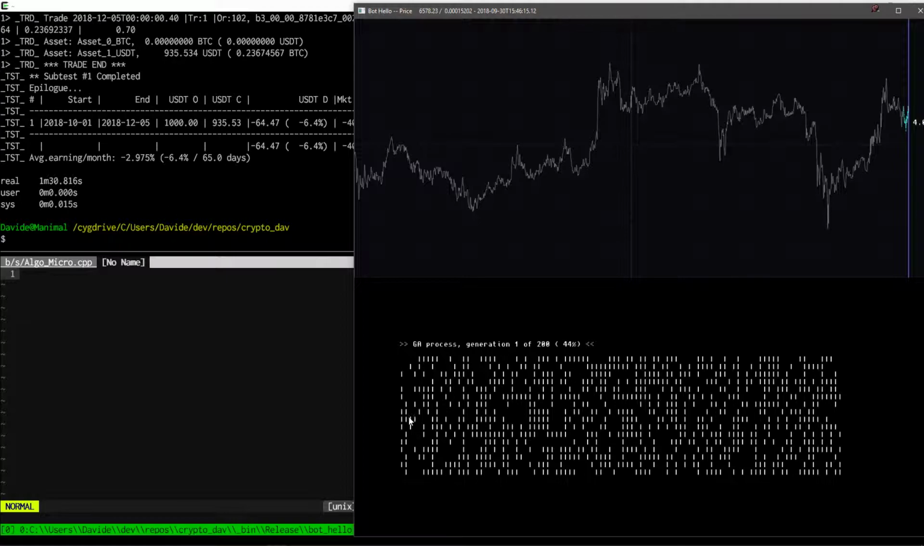Each one of these bars represents a bit that could be on or off, and each column represents a possible instance of hyperparameters, and there's about 100 columns here which represent an active population.